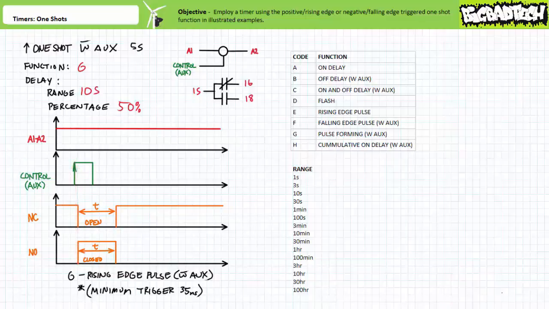If the coil was depowered while the one-shot was in process, it would override the ongoing one-shot. This is kind of equivalent to a reset. Additionally, note this manufacturer states that the auxiliary controlling input must be present for at least 35 milliseconds for it to register the positive going transition. This particular one-shot function is also non-retriggerable.